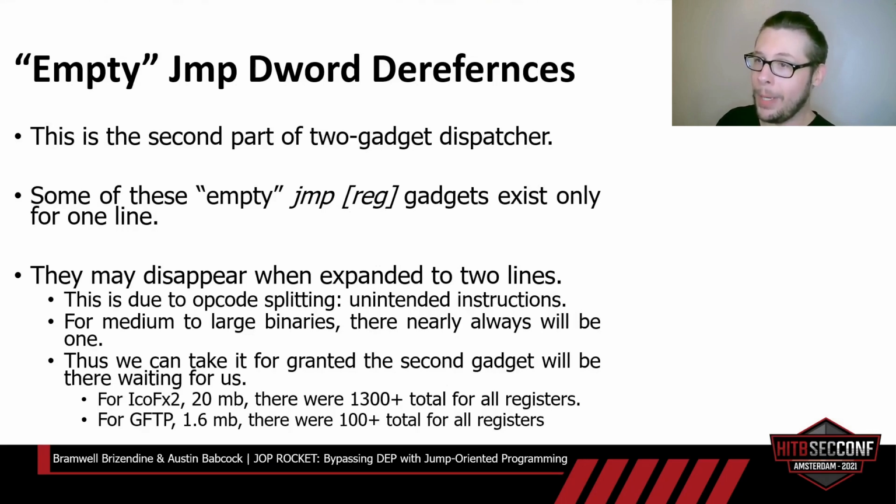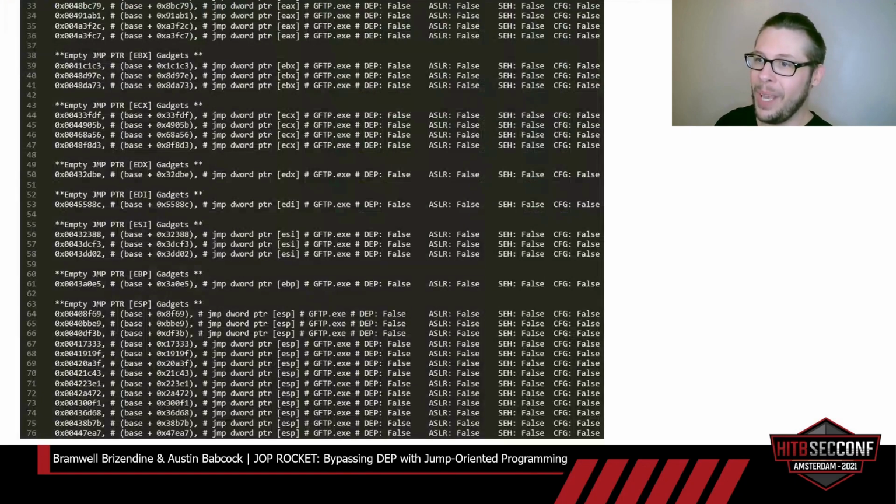And I call them empty because it may exist only as a single line, and you expand it to two lines, and it doesn't exist. And for a medium to large size binary, you're pretty much guaranteed that all of the registers will be represented. Although with EBP, it may actually be something like jump EBP plus offset, but that's something we can easily accommodate as well. And so a lot of results right there.